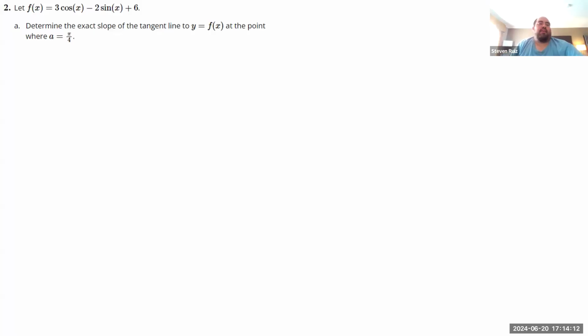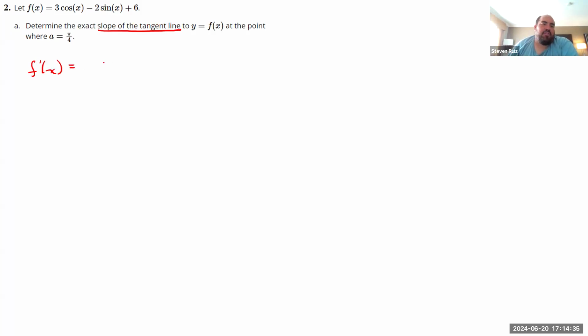All right, so let's look at exercise 2 from section 2.2. So we have this trigonometric or periodic function. First, we're asked for the exact slope of the tangent line. Hopefully by now, the language "slope of the tangent line" triggers the thought that we need a derivative. So what is the derivative of f?